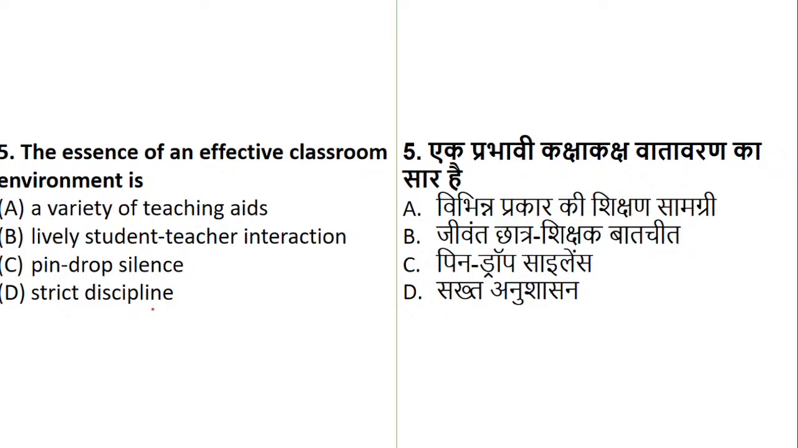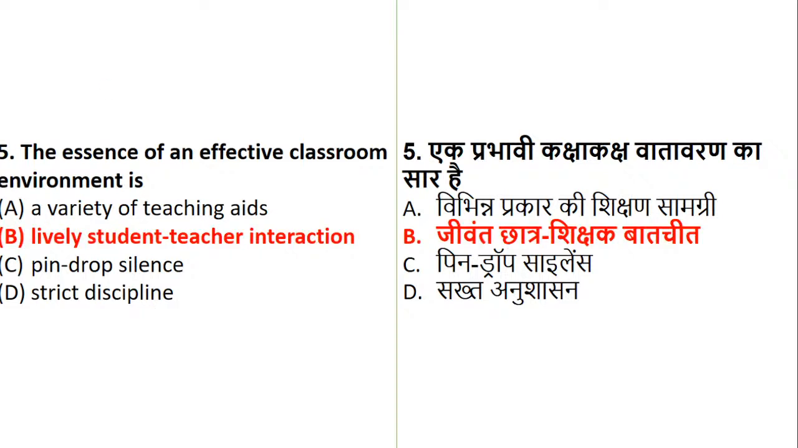Now the question is the essence of an effective classroom. Effective means overall. So in that sense, it will be lively teacher-student interaction. See, if my question was the essence of effective teaching or making teaching interesting, then the answer would be variety of teaching aids, because teaching aids make the class interesting. But my question was not that. My question was the essence of an effective classroom environment.